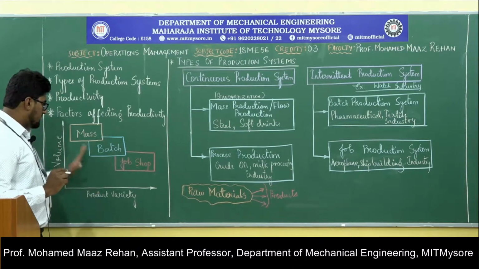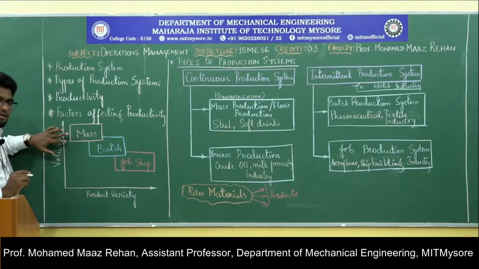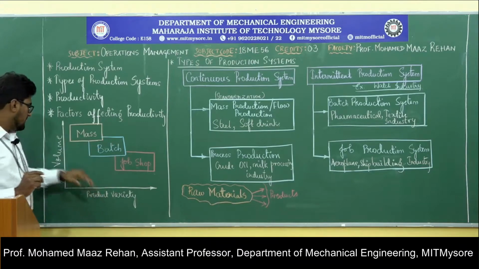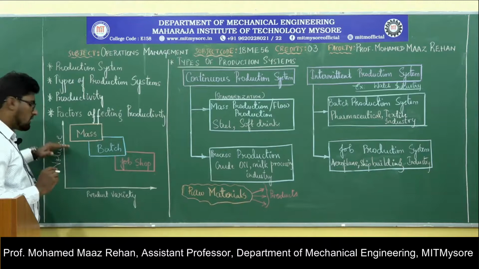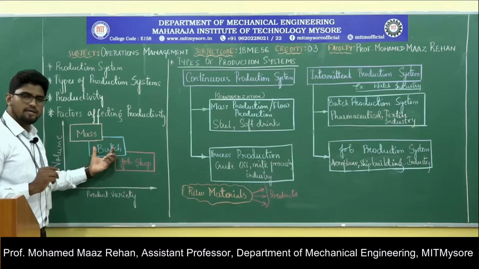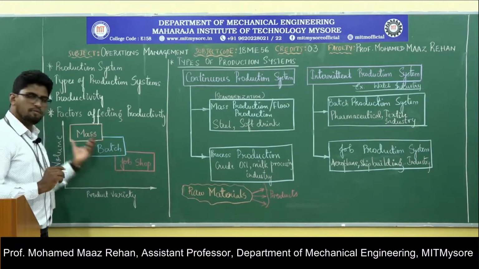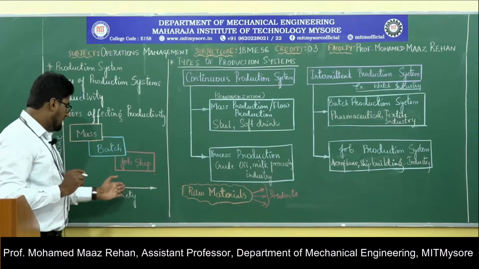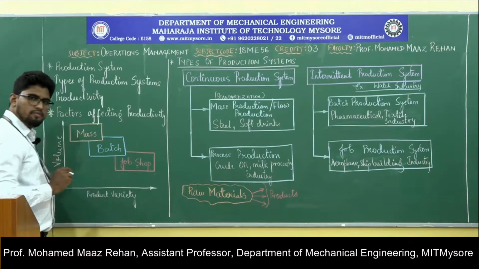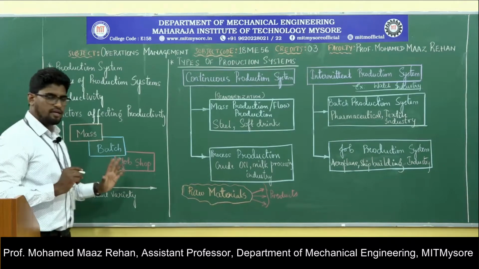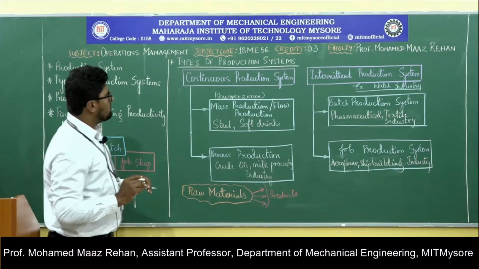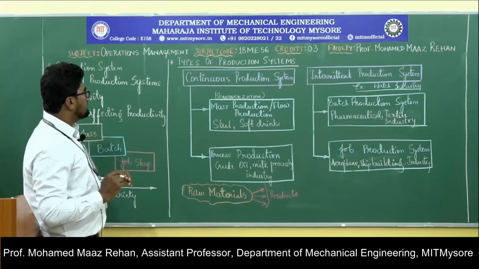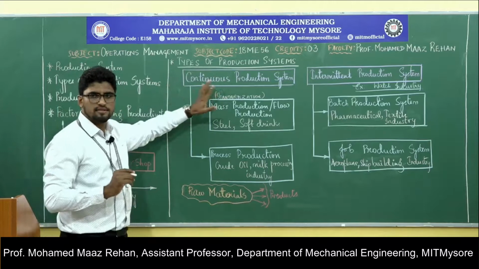Basically here we need to understand by seeing this. I repeat once again, in mass production the product variety is less and the volume is high, whereas in batch production the product variety is mid variant and the volume is also mid variant. So batch production lies in between job shop and mass production. In job shop the product variety is more and the volume is very less. So I hope the different types of production system is very clear to you.